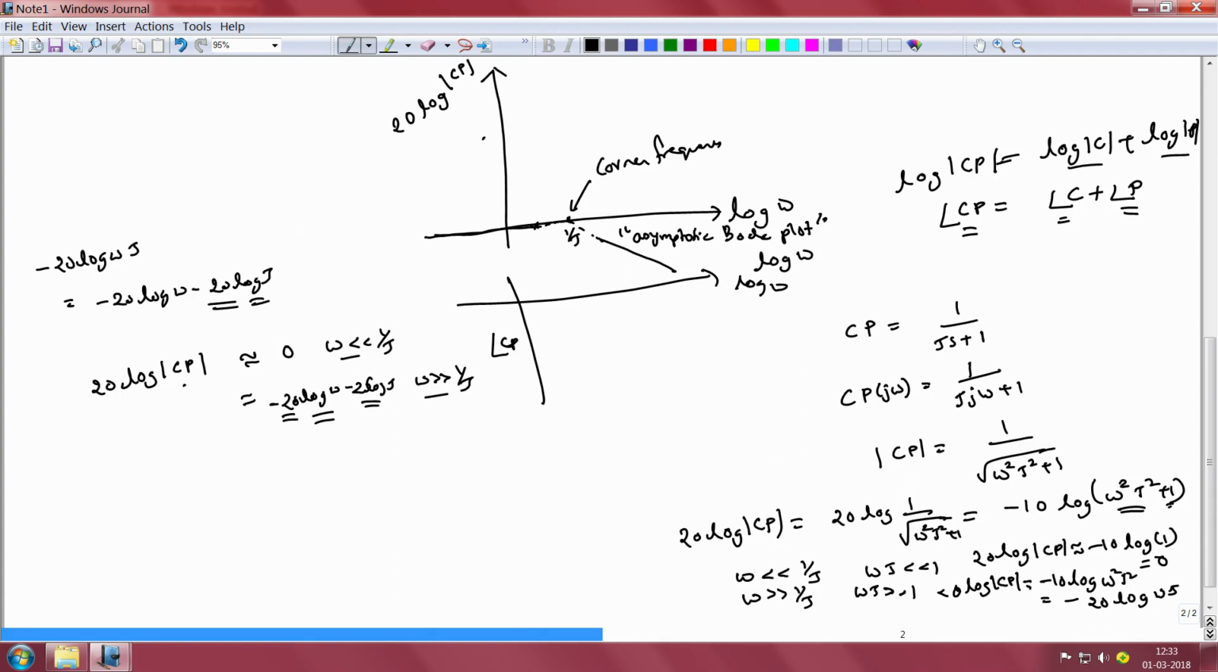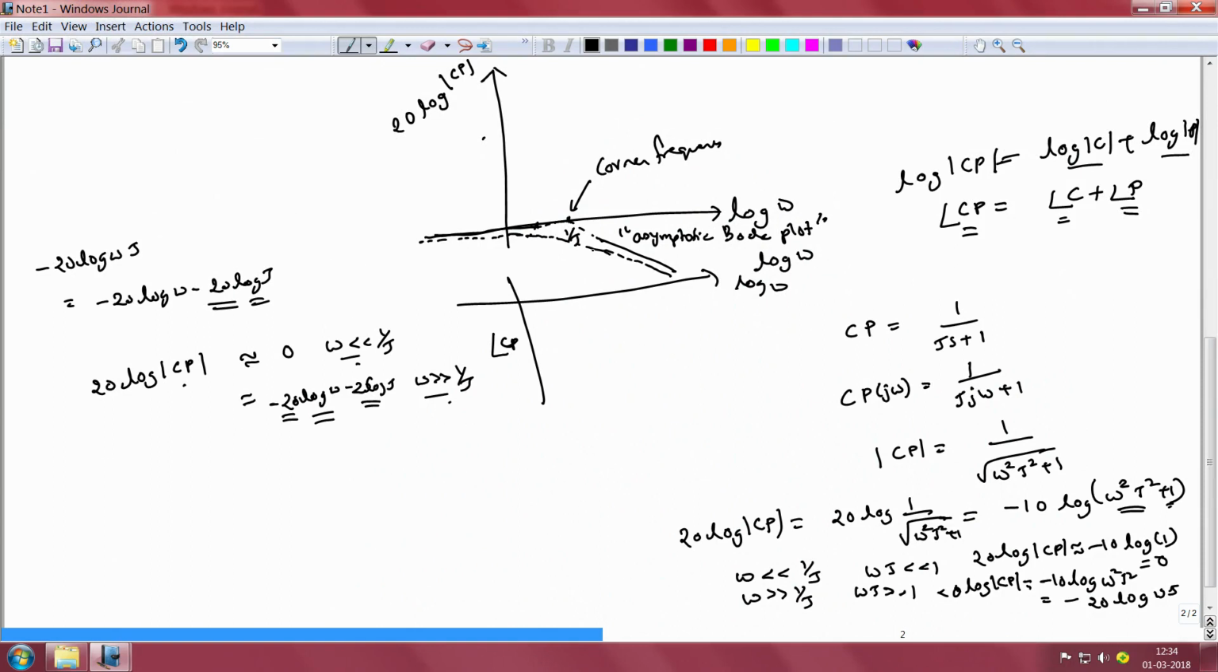How will the actual Bode plot look? The actual Bode plot would look very close to the asymptotic version for frequencies that satisfy these two limits. So, in these limits they will be very close to the asymptotic versions. It is only in the vicinity of 1 by tau, namely for frequencies that are 2 times to 5 times 1 by tau, or half or 1/5 of 1 by tau, that there would be an appreciable difference between the asymptotic case and the actual Bode plot. The actual Bode plot would look something like this.